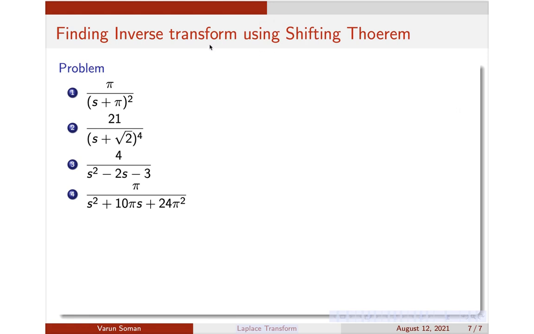For that I will take the denominator, which is s square plus 10 pi s plus 24 pi square. I will try to make it a perfect square in terms of s here. For that I will look at the coefficient of s, which is 10 pi.